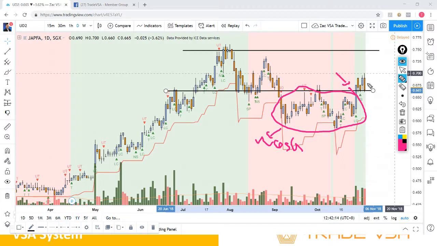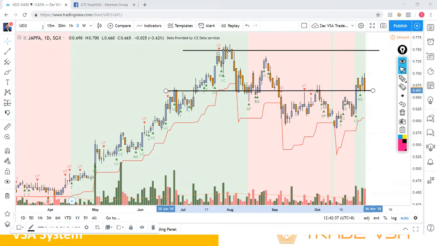Currently, as you can see, it's still hanging pretty closely on the support. I want to see whether any volume is diminishing, followed by a test, which is nicer, but we have an NS, confirm NS, which offers a very good trade for me, at lower risk for Jaffa currently. Okay, lastly, Avi China from Hong Kong.